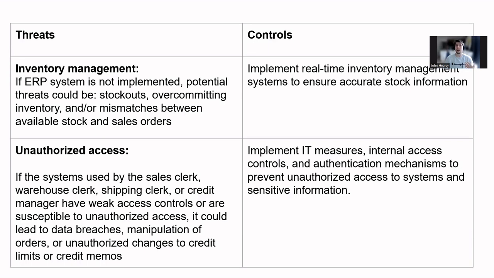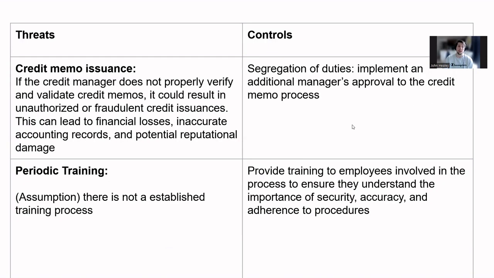These kinds of systems perpetually update themselves on a daily basis, ensuring, again, accurate stock information at all times. Next, we understand that when you migrate to a data system, or electronic or digitalized system like this, you can also experience more threats, and one of those being unauthorized access. So that could lead to data breaches, manipulation of orders, and unauthorized changes to credit limits or credit memos. Our team suggests the control for this would be to implement IT measures, internal access controls, and authentication mechanisms to prevent unauthorized access to systems and sensitive information.